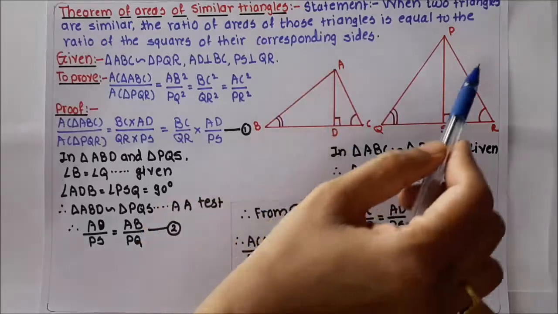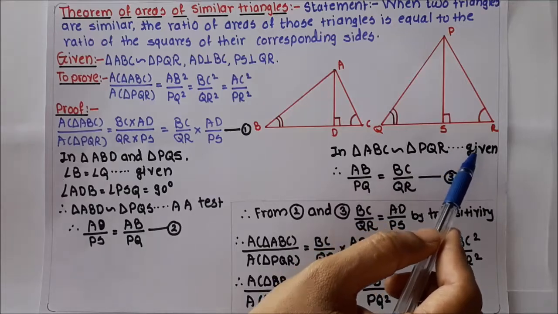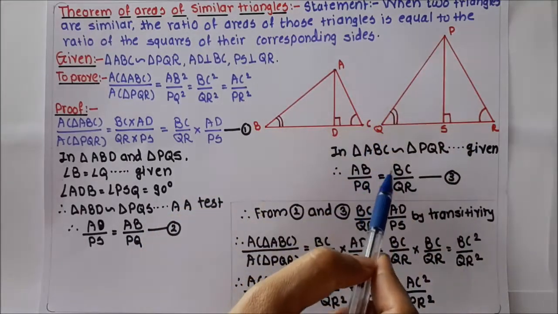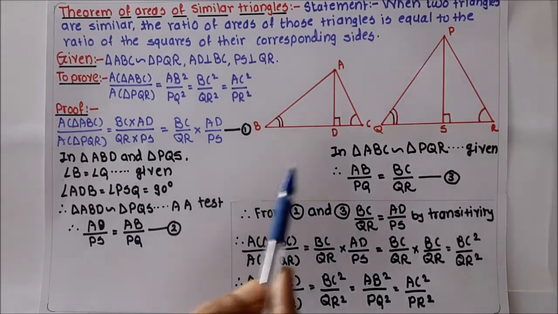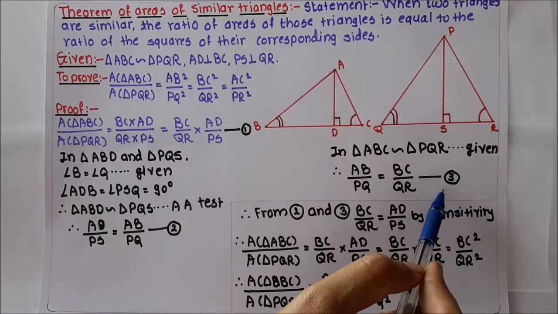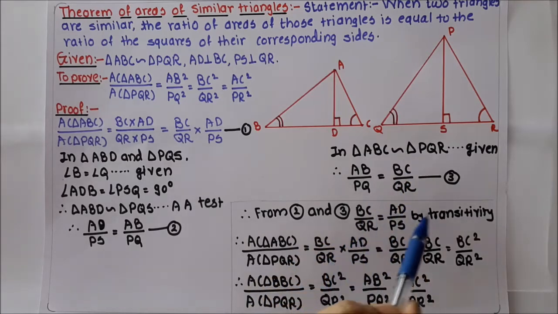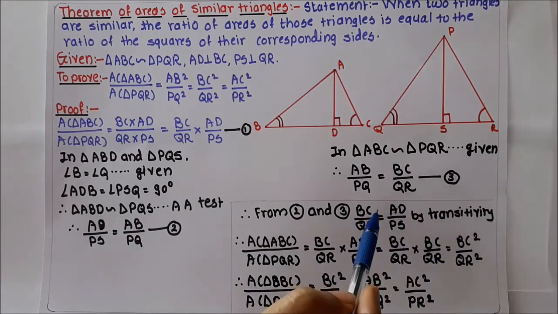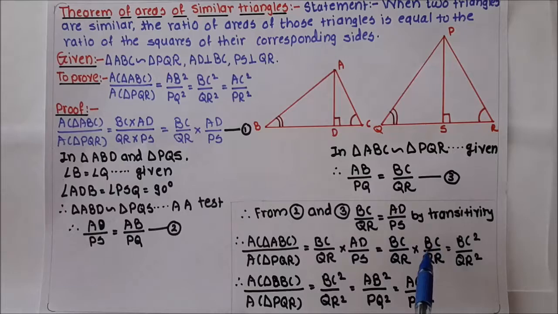Again we are going to consider these full triangles, that is triangle ABC similar with triangle PQR, and because of this AB upon PQ is equal to BC upon QR. This is statement number 3. According to statement number 2, AD upon PS is equal to AB upon PQ. According to statement number 3, AB upon PQ is equal to BC upon QR. Means by transitivity here we can replace this AD upon PS by BC upon QR. You can see here I have already replaced this AD upon PS with BC upon QR.